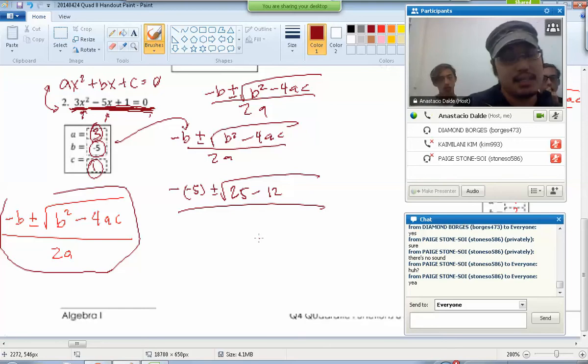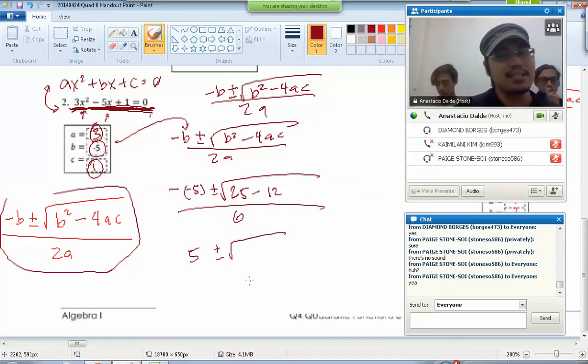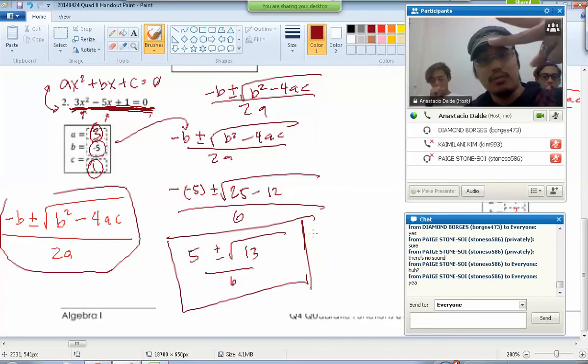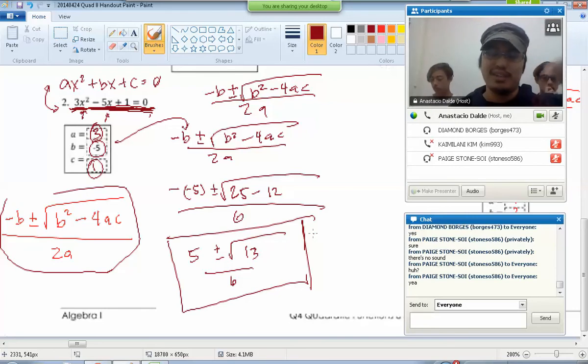And a is 3, so it's just 6. So that negative 5 is really just positive 5, plus or minus the square root of 25 minus 12, which is 13, all over 6. That is your answer, my friend. That's really two different answers. It's 5 plus the square root of 13, and 5 minus the square root of 13, and then you divide both of those by 6. That's your two different answers.